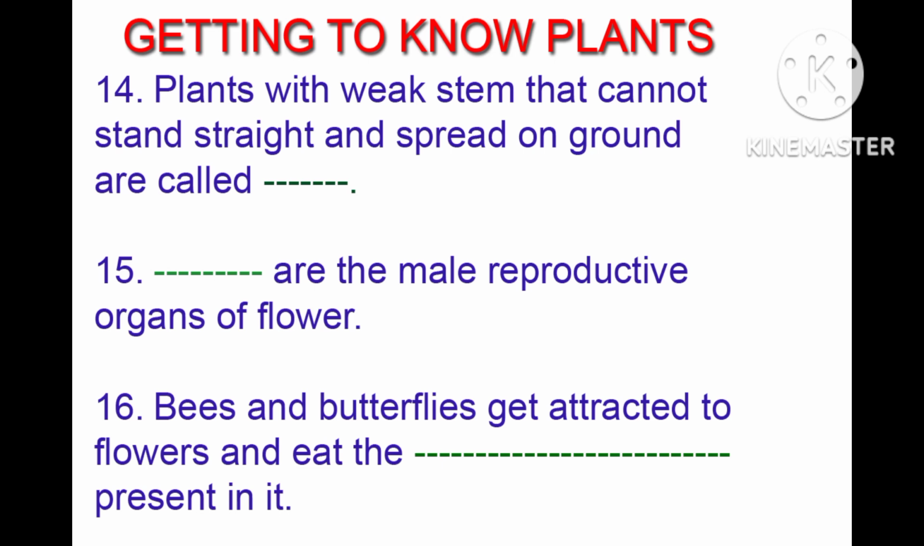14th question. Plants with weak stem that cannot stand straight and spread on the ground are called dash. The answer is creepers. 15th question. Dash are the male reproductive organs of flower. The answer is stamens. 16th question. Bees and butterflies get attracted to flowers and eat dash present in it. The answer is pollen grains.